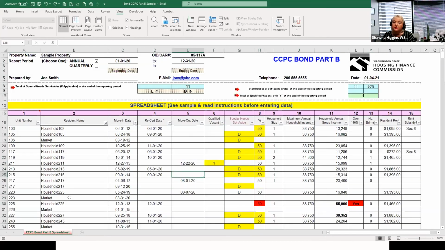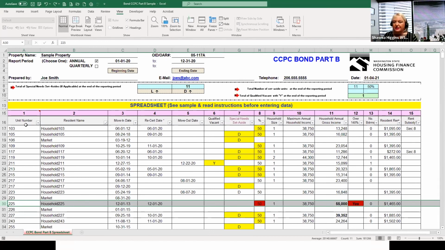All right, and so for this household here at 100, this means that this household is now over 140%. So that's when you're going to want to make sure that no other household market unit moves in after this household, because you want to keep this person as qualified. But if you happen to have enough qualified households, you know, you'll do the math. You'll be able to figure it out.